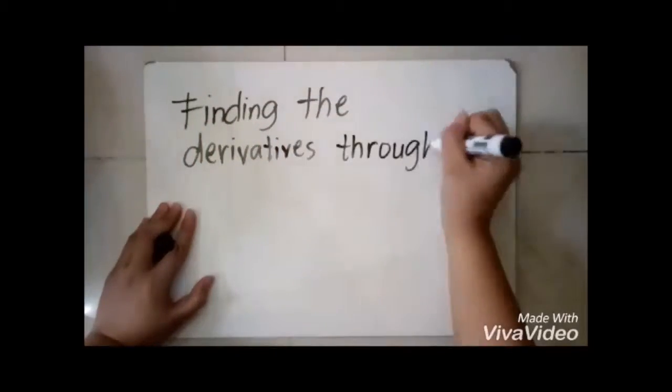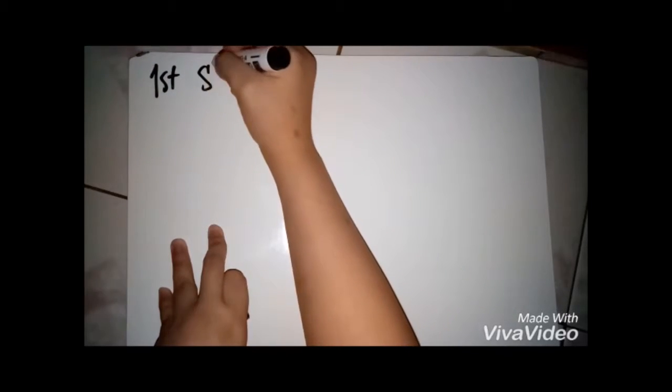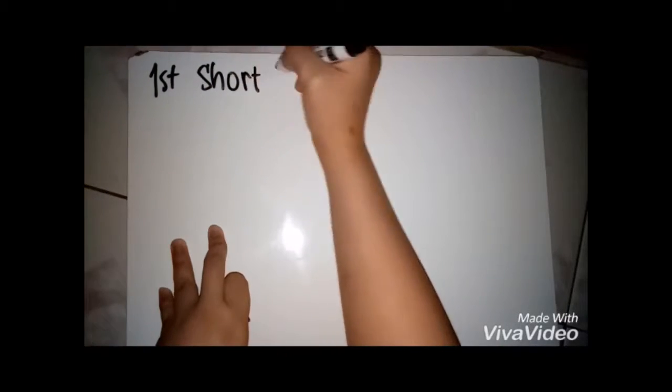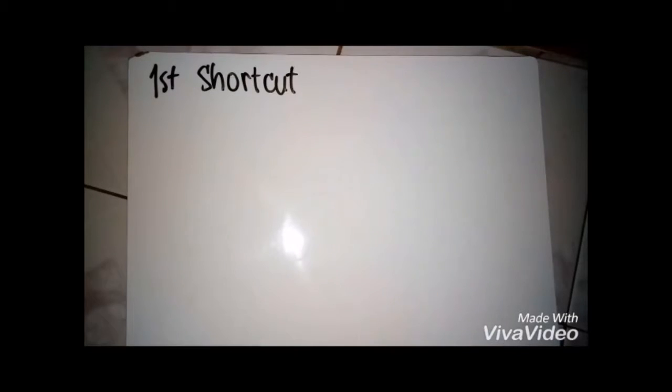Finding derivatives using shortcut methods. First shortcut. Our first shortcut is about polynomials with 1 as its denominator.